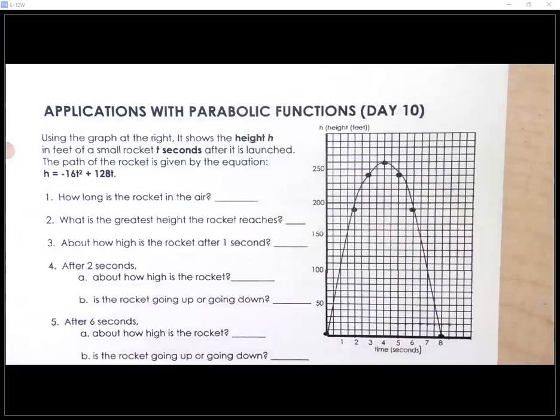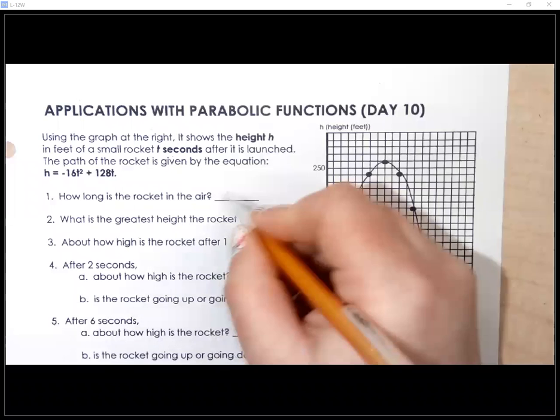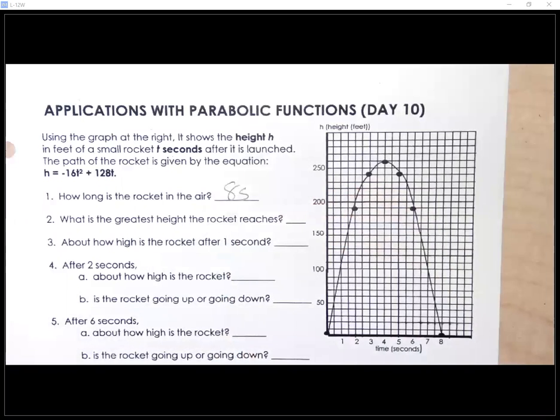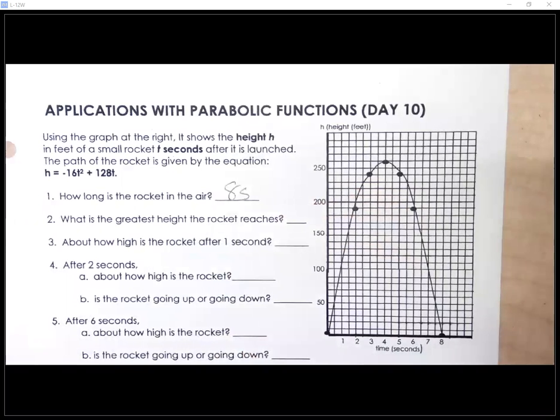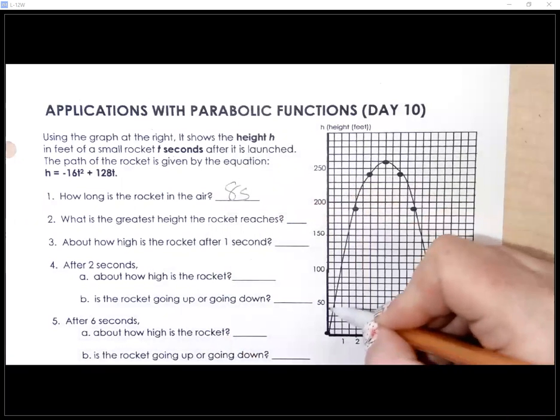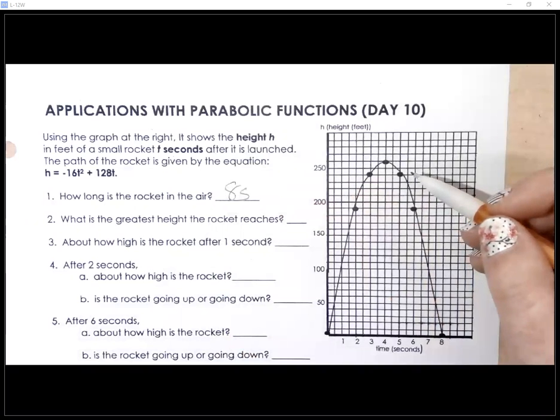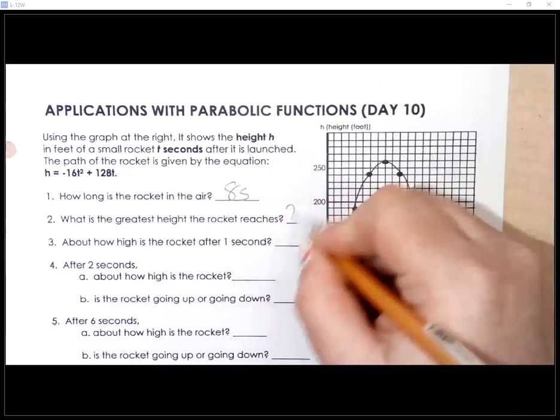If you look at this graph, you can answer a whole bunch of these questions pretty easily. How long is the rocket in the air? 8 seconds, right? If you take a look at the bottom, this is my time in seconds. From launch, it goes up, comes back down, and hits the ground at 8 seconds. Easy peasy. Greatest height the rocket reaches. Because each of these lines is 10, I'd say 260. Do we all agree? 260 feet? Yes, feet.